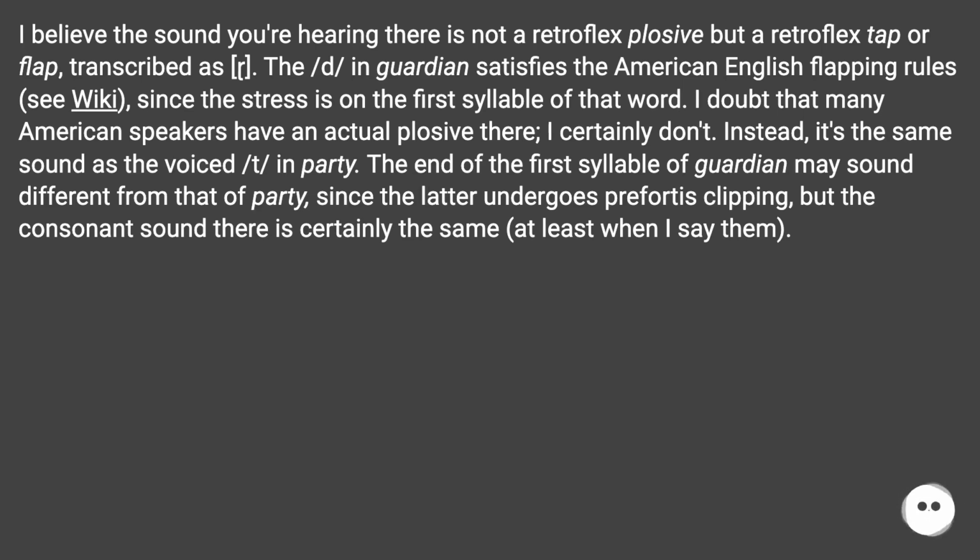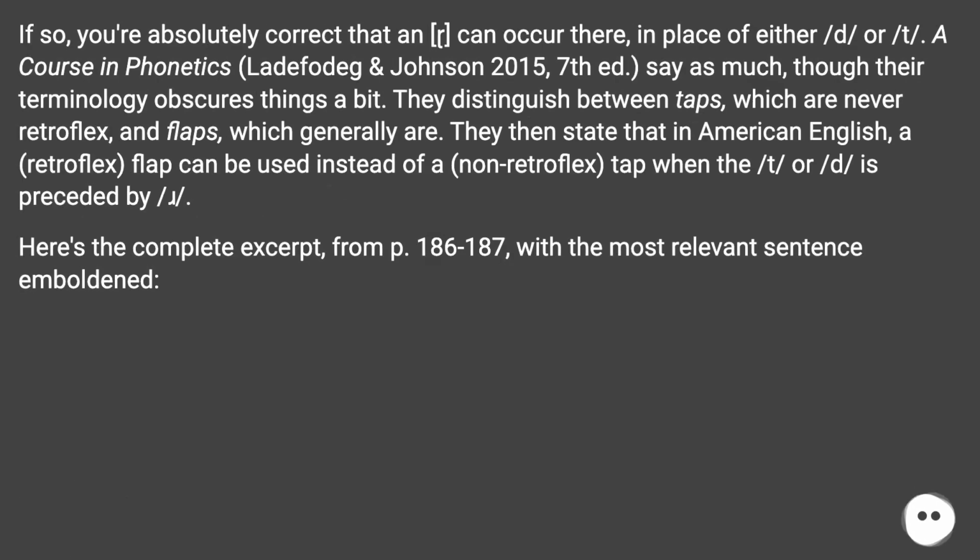The end of the first syllable of guardian may sound different from that of party, since the latter undergoes pre-fortis clipping, but the consonant sound there is certainly the same, at least when I say them. If so, you're absolutely correct that a flap can occur there, in place of either D or T. A Course in Phonetics, Ladefoged and Johnson 2015, 7th ed., say as much, though their terminology obscures things a bit.